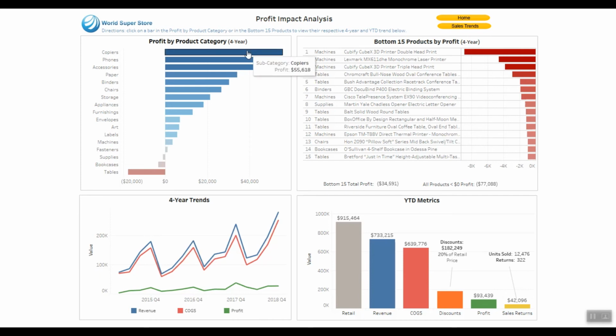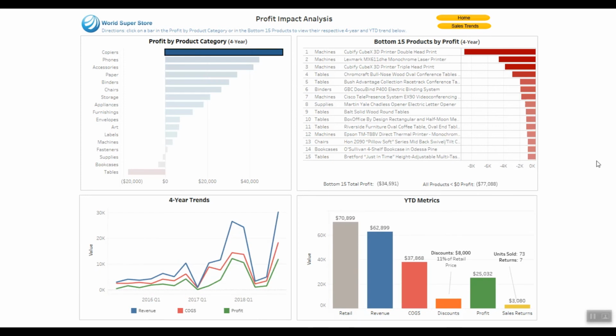When I click on a healthy product category like copiers, I can see from the 4-year trends and the year-to-date metrics below that this is what you want to see. Your revenues above your cost of goods sold and your profits going in the right direction. You can see from the year-to-date metrics that the discounts are relatively low, around 11%, and low sales returns. So that's what you want to see.